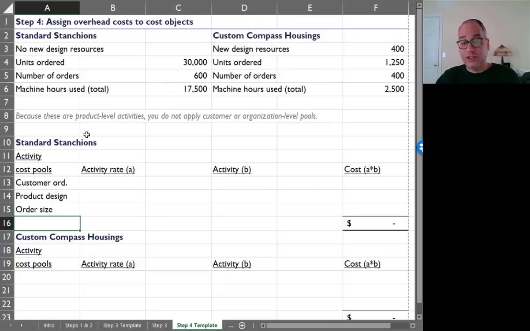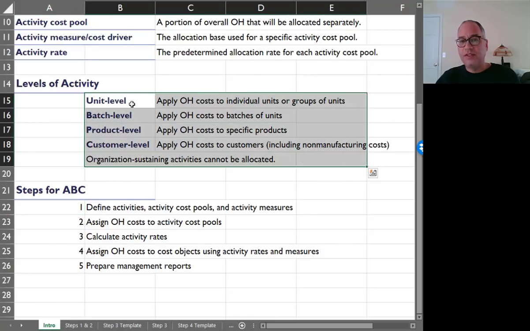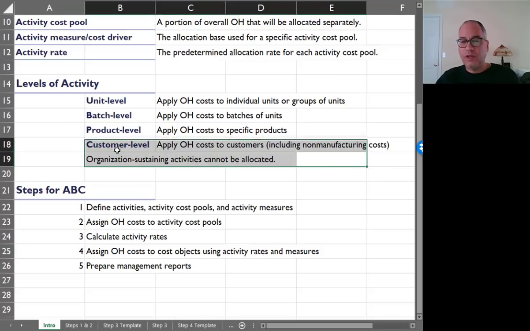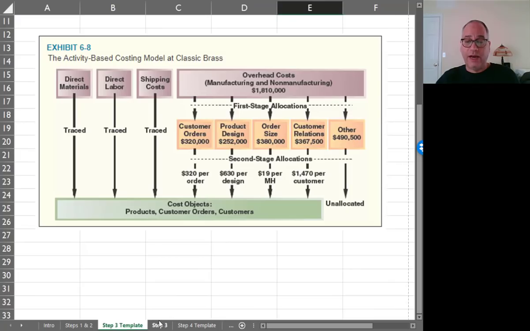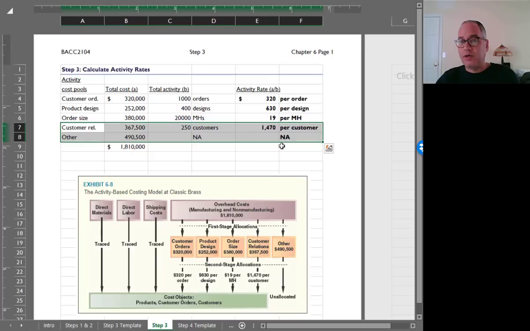Customer relations, remember, is not a product level cost. So it doesn't really apply here. Remember, we had these different levels of activity. This applies to units and batches and product level, but it doesn't apply to customer level or organization sustaining costs, because we don't really know what's going on with customers or organization sustaining, so we're just not going to get involved in those cost pools right now. They're not relevant to what we're trying to do. So customer relations and other is not going to be part of this problem yet.